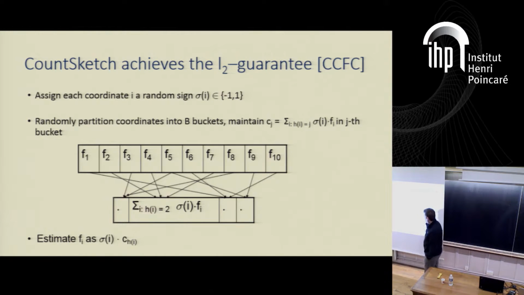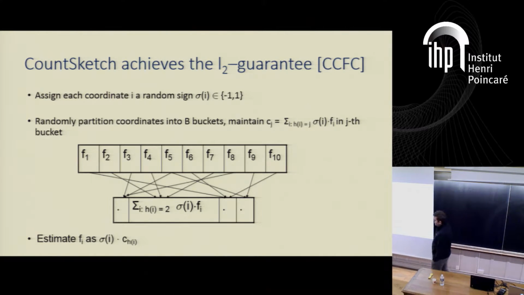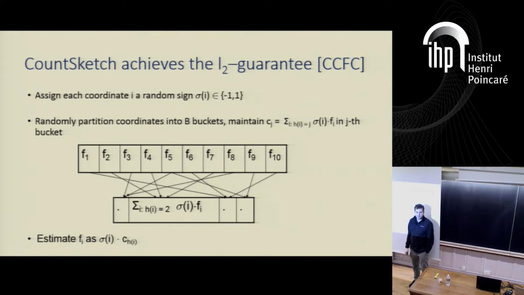What I do is I look at the hash bucket it goes to, h of i. There's some count there, C of h of i. And I multiply it by its sign, sigma i. Every item is associated with a sign. I claim this is an unbiased estimator. Do you see why? Suppose this item goes to this bucket here. Then the sigma i's are going to cancel. Sigma i squared is equal to 1, because it's a sign. So I'll multiply by sigma i, and I'll get sigma i squared times f sub i.